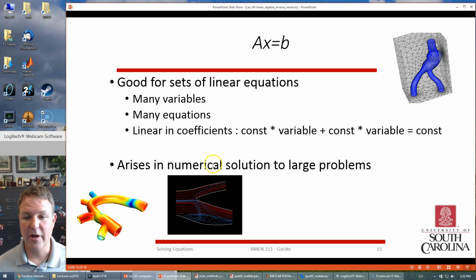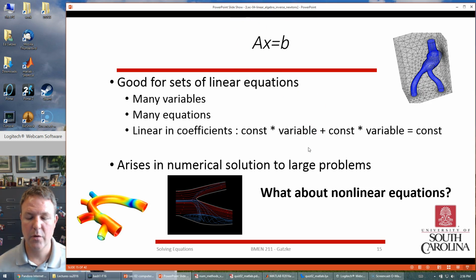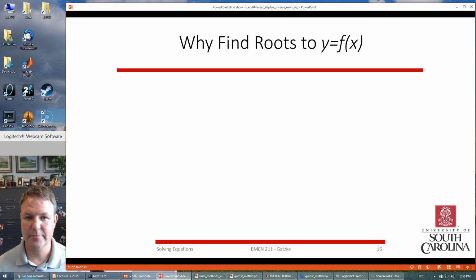You may have to solve a large set of problems, like this example from COMSOL, or these fluid flow problems. You look at setting up sets of equations, and the computer automatically sets up and solves lots of AX equals B type problems. What about nonlinear equations? That's another thing we need to talk about.